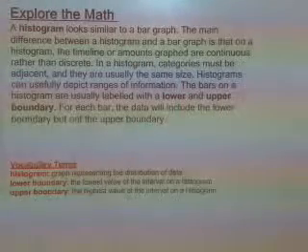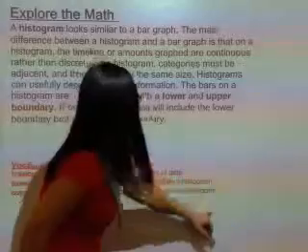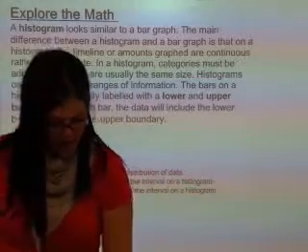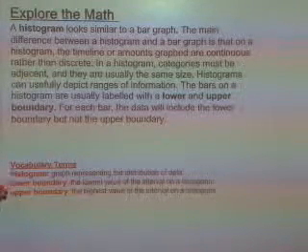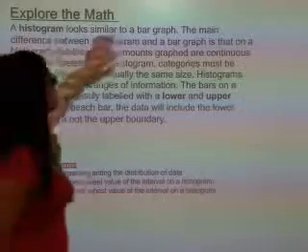So what I want you to do right now is press pause, and I want you to actually copy in the vocab terms, which if you can't see on the screen are on page 85 in your textbook. So what is a histogram, a lower and upper boundary? And you might also want to put in some differences.